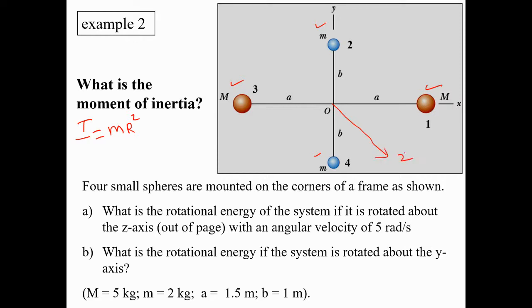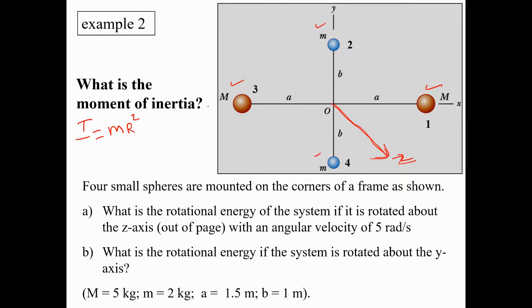Now could you please read the question? Four small spheres are mounted at the corners of the frame. What are the four small spheres? Mass 1, mass 2, mass 3, mass 4, connected at the corners. What is the rotational energy of the system if it is rotated about the z-axis? So you can see all these four masses are rotating about the z-axis.